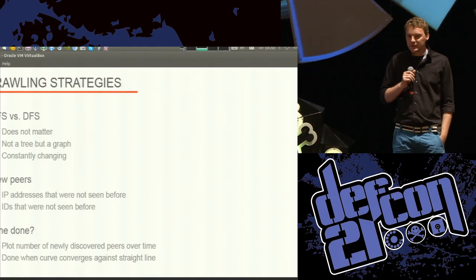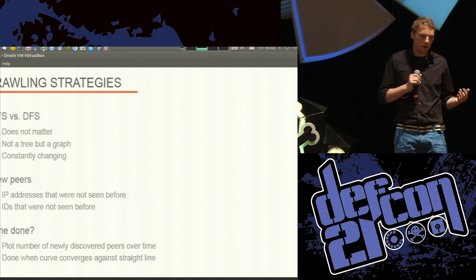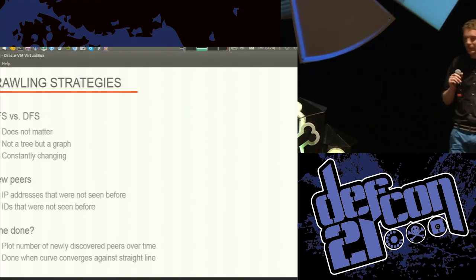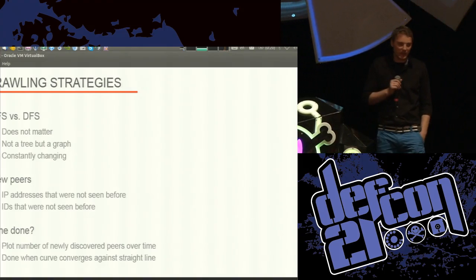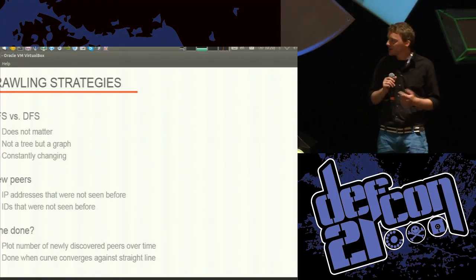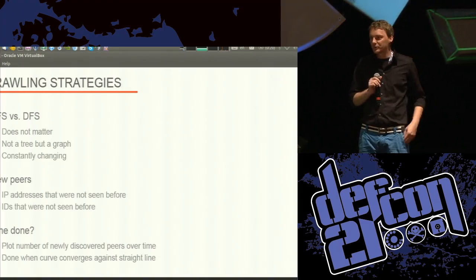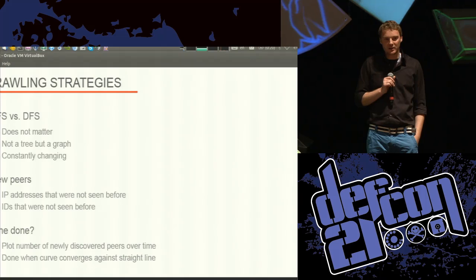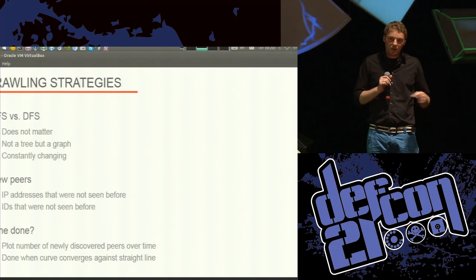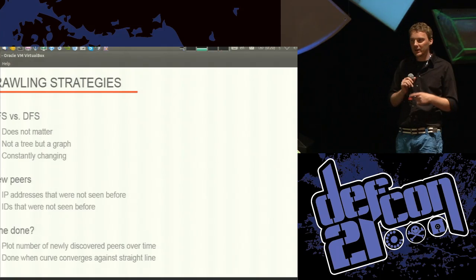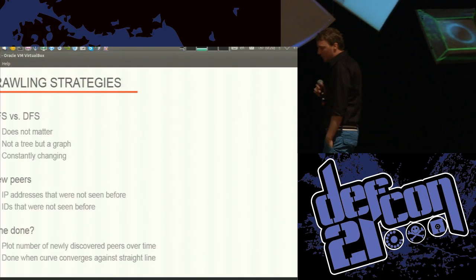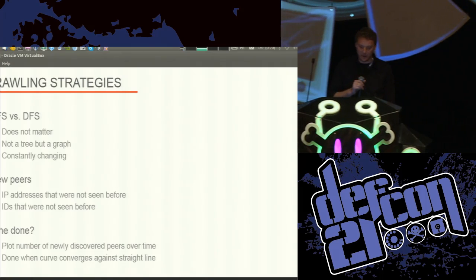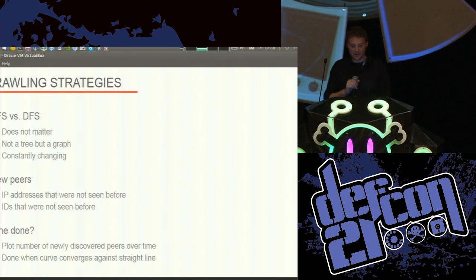If you think about crawling strategies, you might ask yourself, do I want to implement a depth first search or a BFS? But it doesn't really matter, at least that's what we think, because first off, it's not a tree, it's a graph. You can distinguish the two strategies anyway, but it doesn't really matter because it's dynamic. So, it's changing all the time anyway, so it doesn't really matter which nodes you start with and which nodes you continue with. At some point, if you're quick enough, fast enough, you will hopefully be able to learn the biggest part of the reachable machines.